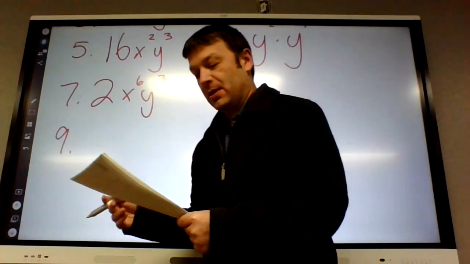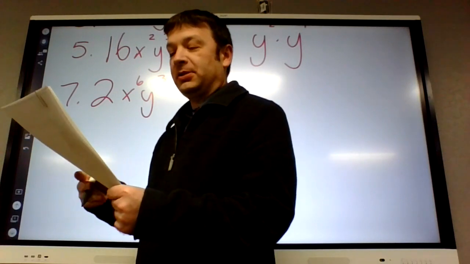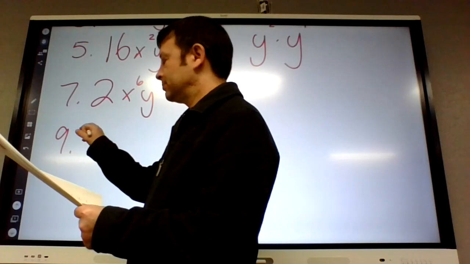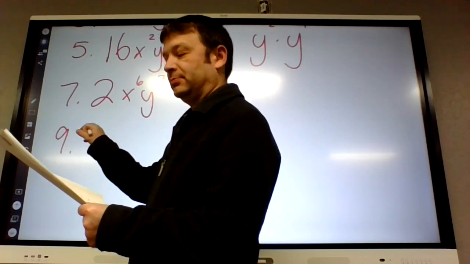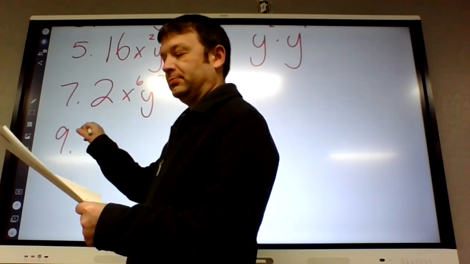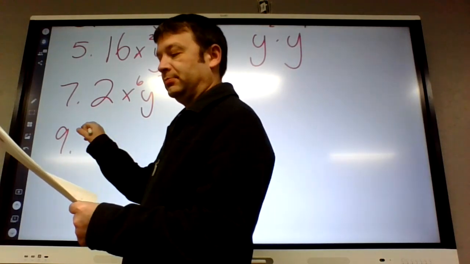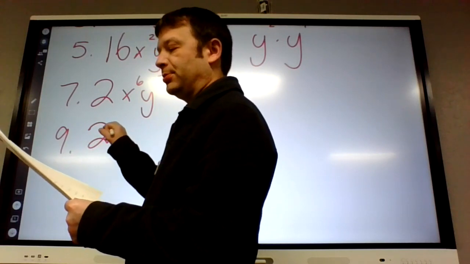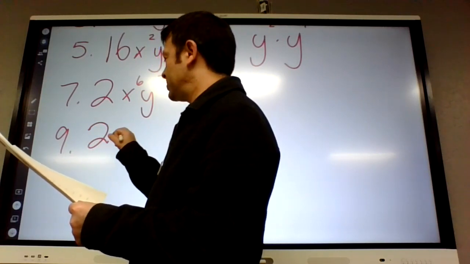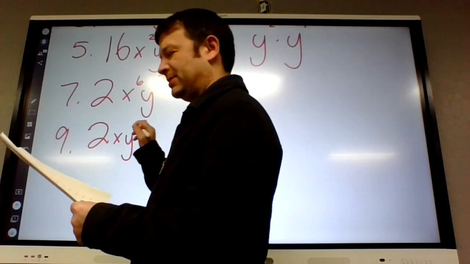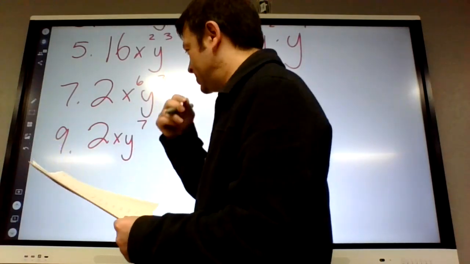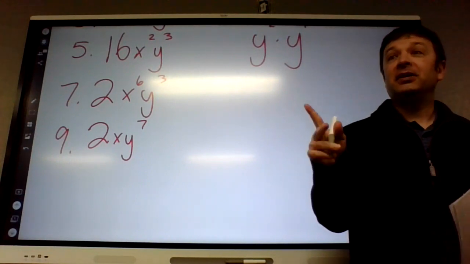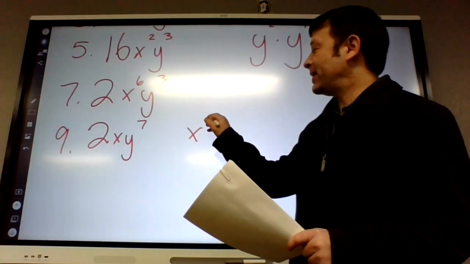Alright. Okay, Clayton, number 9. Is it 2xy7 or 2x2y7? Or are those both wrong? Oh wait, that's number 9. So you said 2xy7, is that what you said? Yeah, or 2x2y7. Okay, which one is it? Well, what happens to that x to the 0?